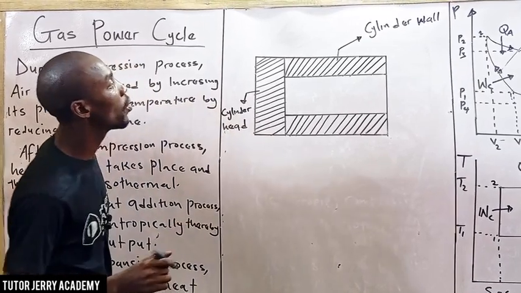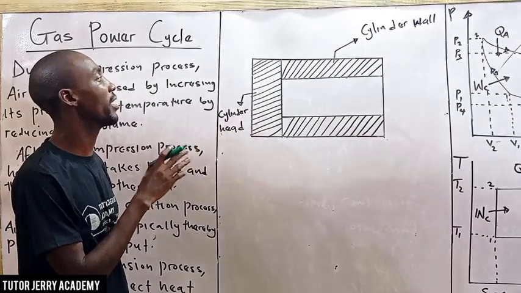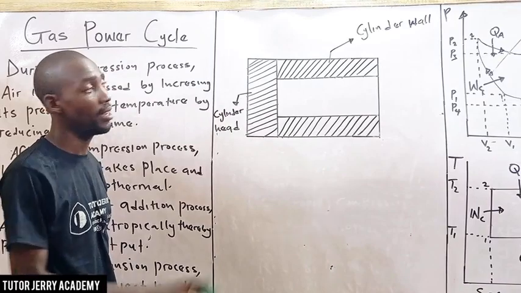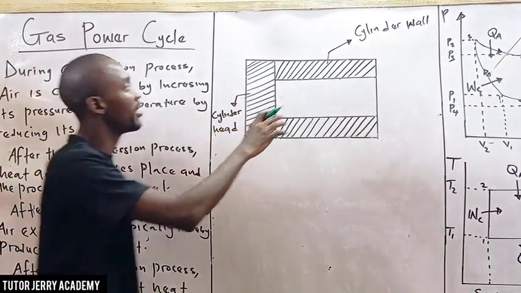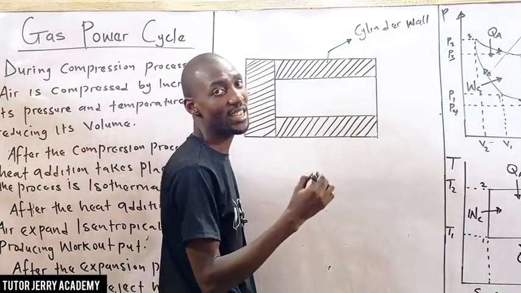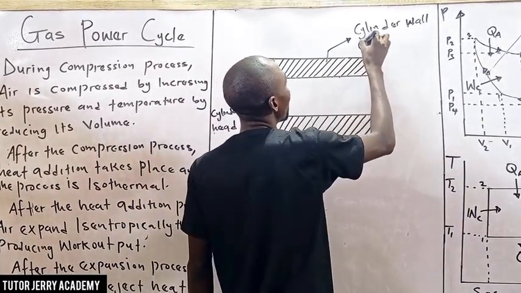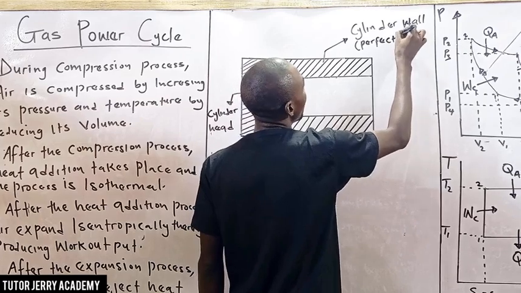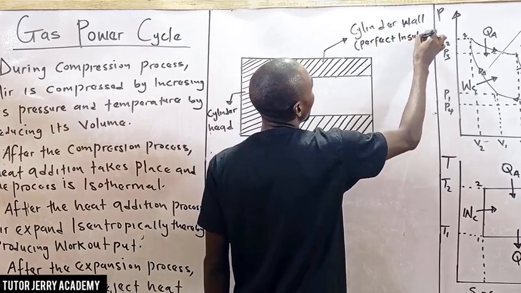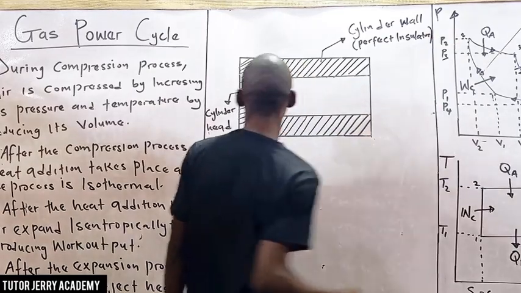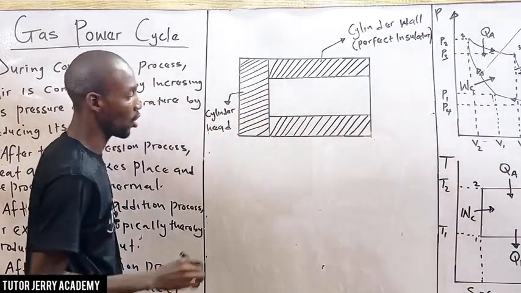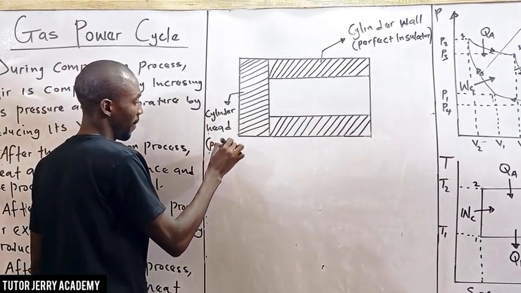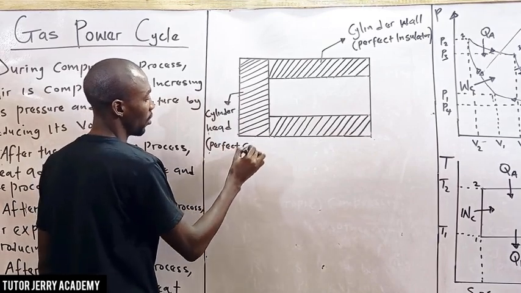For a Carnot cycle, this cylinder wall is a perfect insulator. Why is this one a perfect conductor? It's a perfect conductor.